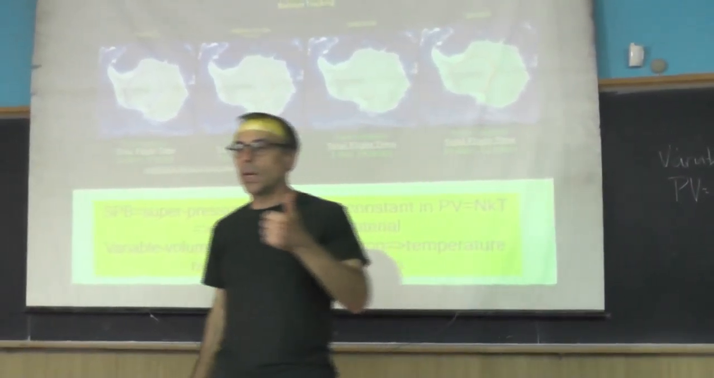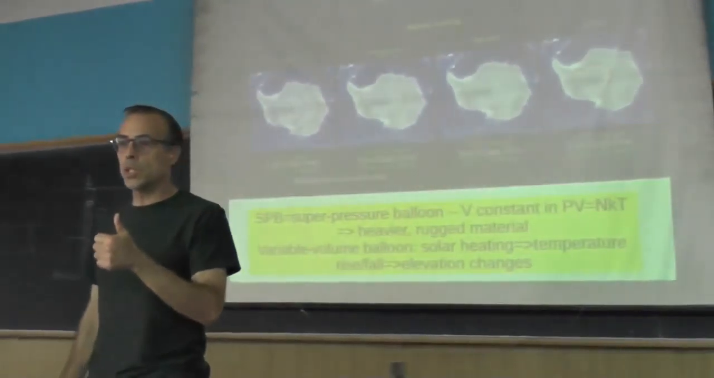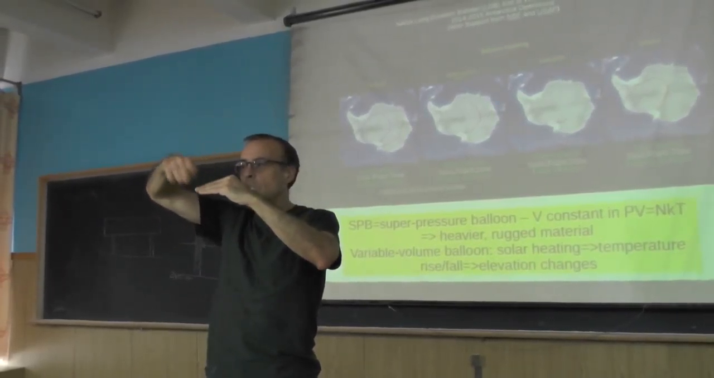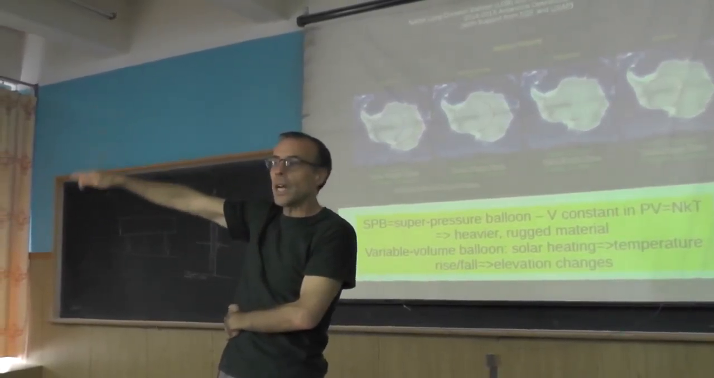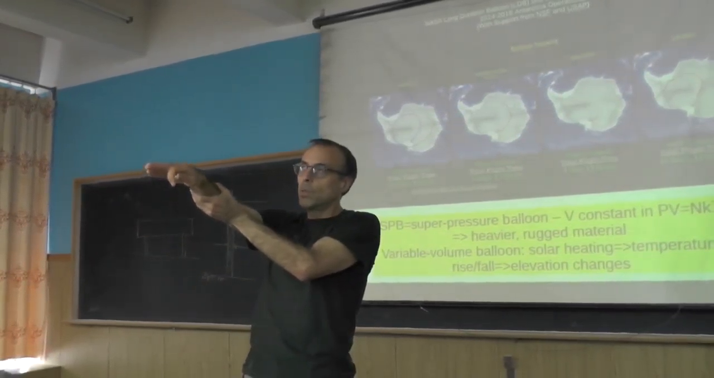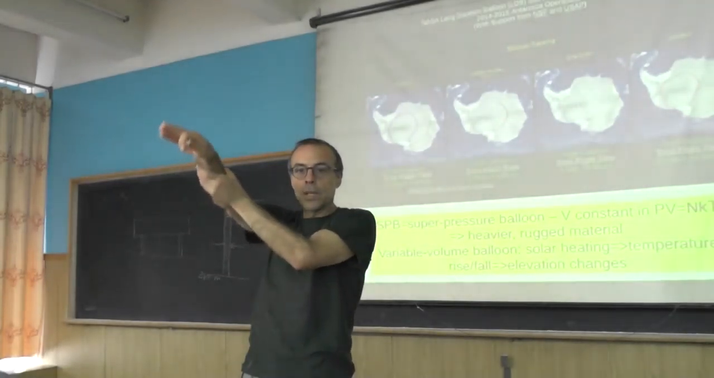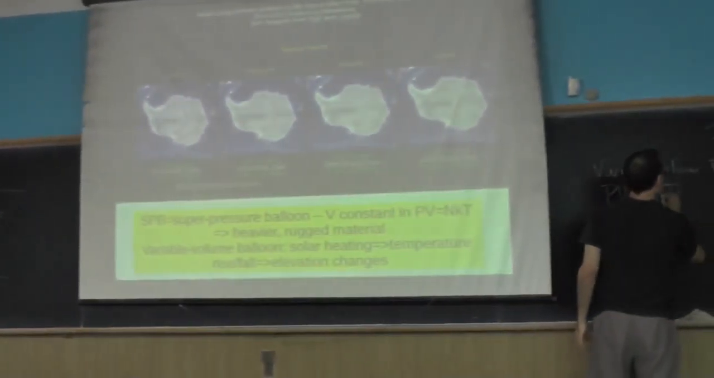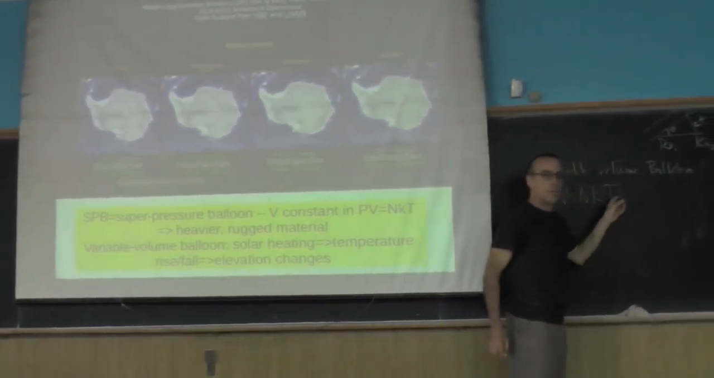another reason why Antarctica is a good place to do these experiments is that the change in the solar elevation in the sky is not very large. It goes from about 10 degrees above the horizon to about 30 degrees above the horizon. So the solar heating on the balloon is not so big.